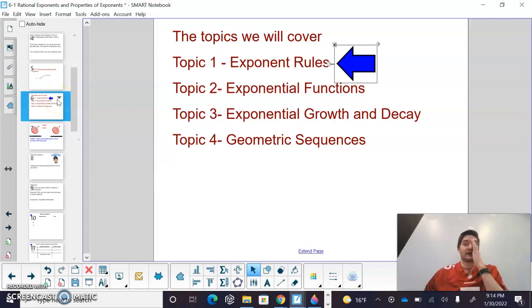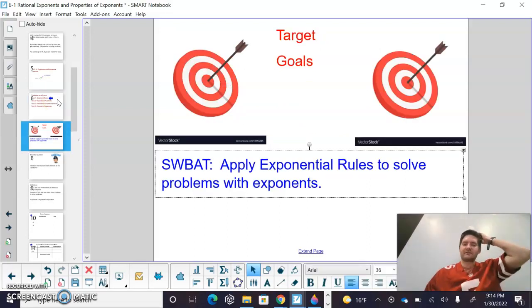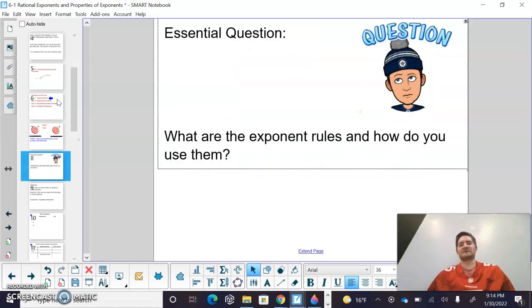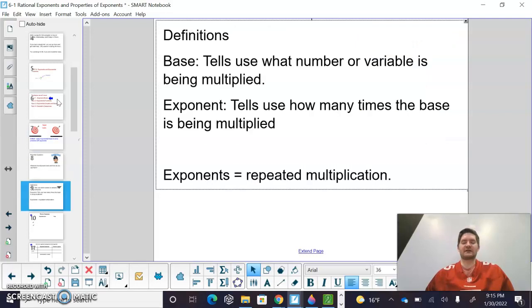Here's what we're going to be going over. So far, we're going to go over exponent rules. Our target goal is to apply exponent rules to solve problems with exponents. What are the exponent rules and how do you use them? That's going to be the important stuff.